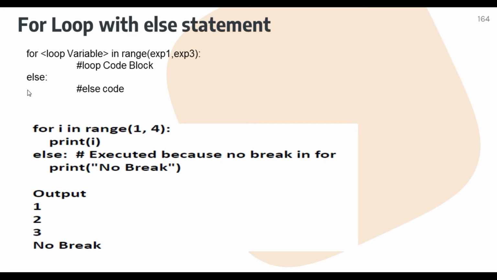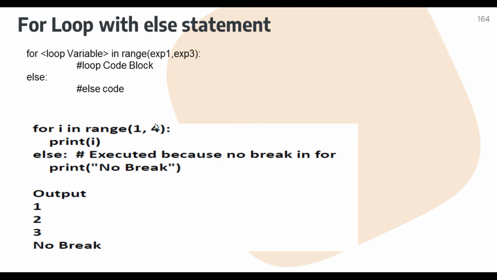And at last you can see the else part is also added here, and this else part will execute when this particular loop terminates, either by the condition becoming false or by completing the loop. After the loop terminates, the else part will execute. So here you can see the example.